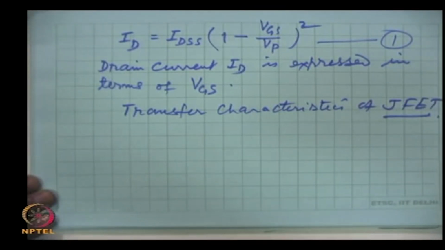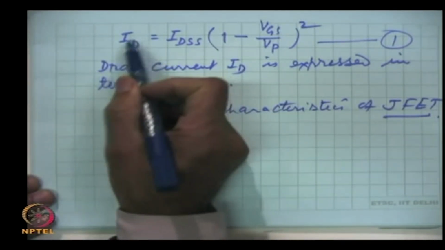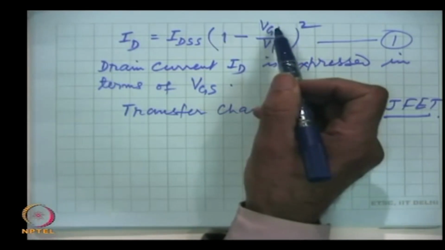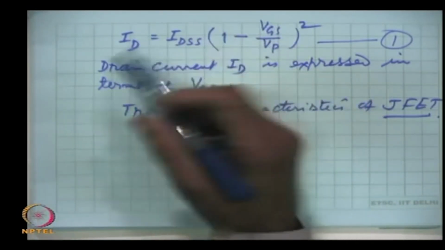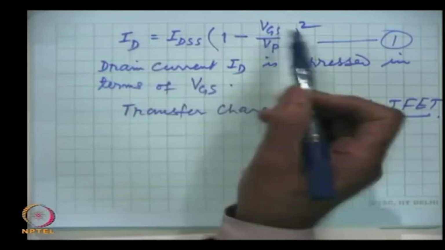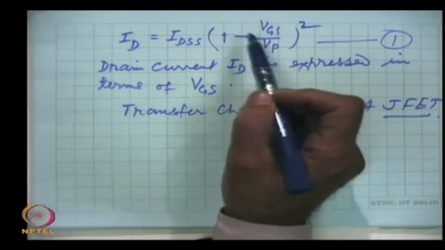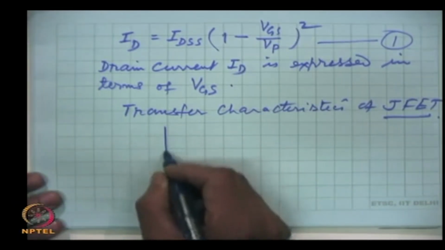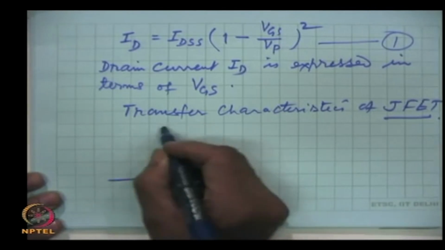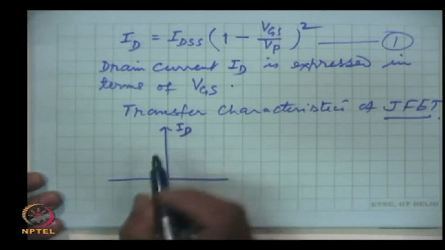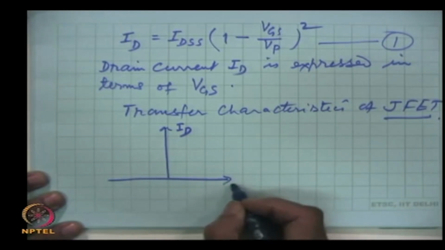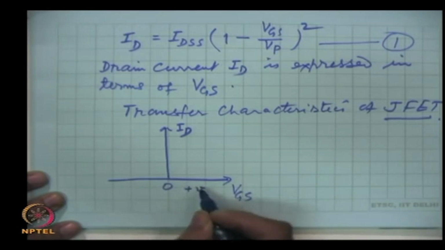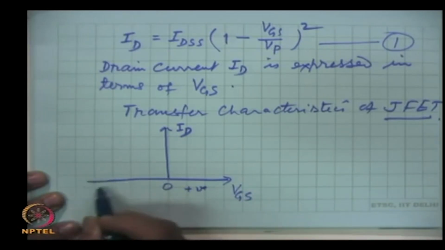Why transfer? This is the drain current and this is the gate source. For example, the output current is ID, but this is a gate source voltage. So, transfer. The curve is a parabolic, this is ID and this is VGS, gate source voltage, 0, positive, and here it is negative.